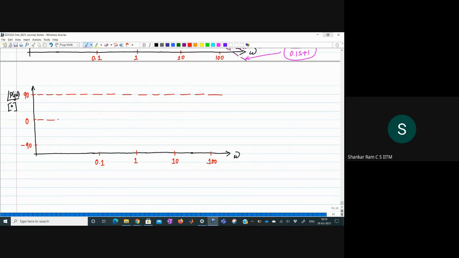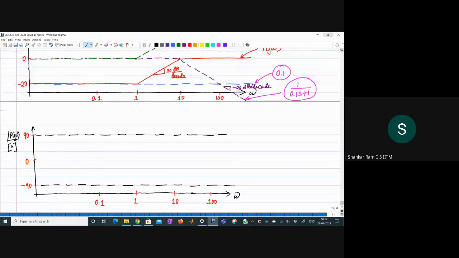So I have drawn. Let me color code it differently. I'm just going to draw those lines and color code them differently. This is a horizontal line at 90. It's for our reference, and I'm going to draw a horizontal dashed line at minus 90. I'm going to use the same color code that I used for the magnitude plot. So let me use this color for the phase of the constant.